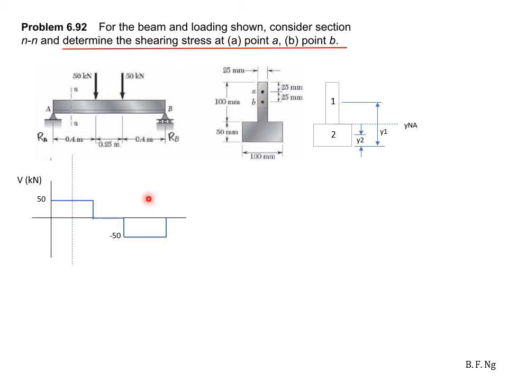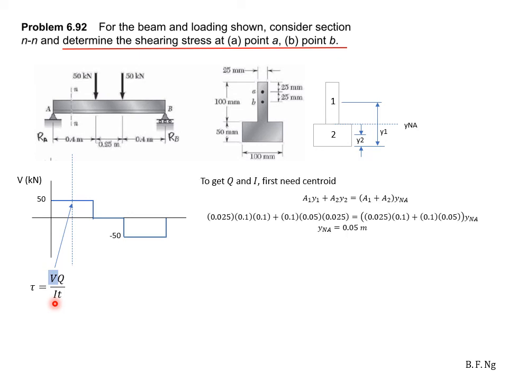We first draw the shear curve as shown here. By now, this should be easy for you to draw. To get the maximum shearing stress, we must obtain the value of the maximum shear from the plot, which is 50 kilonewtons. In the equation VQ over It, V is 50 kilonewtons, and we need to find what Q and I are. To do so, we'll first need to find out where the neutral axis is.